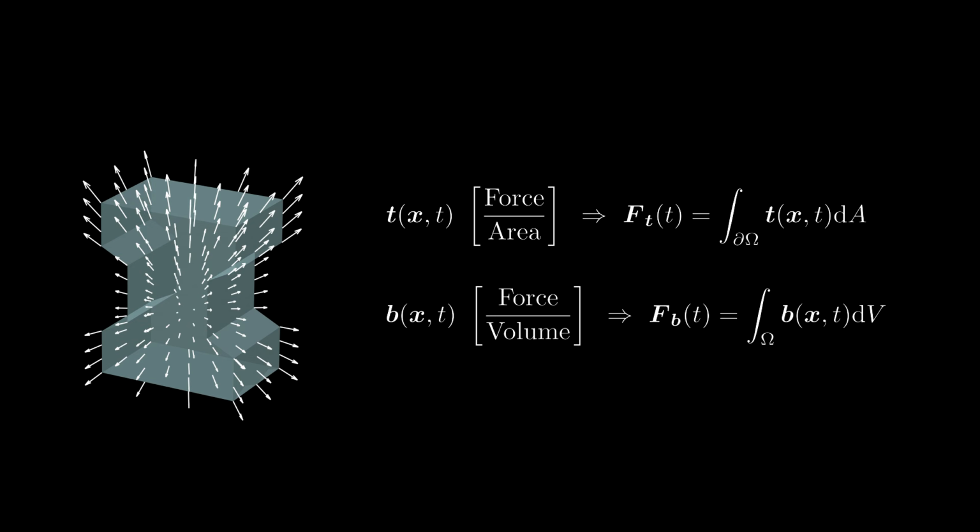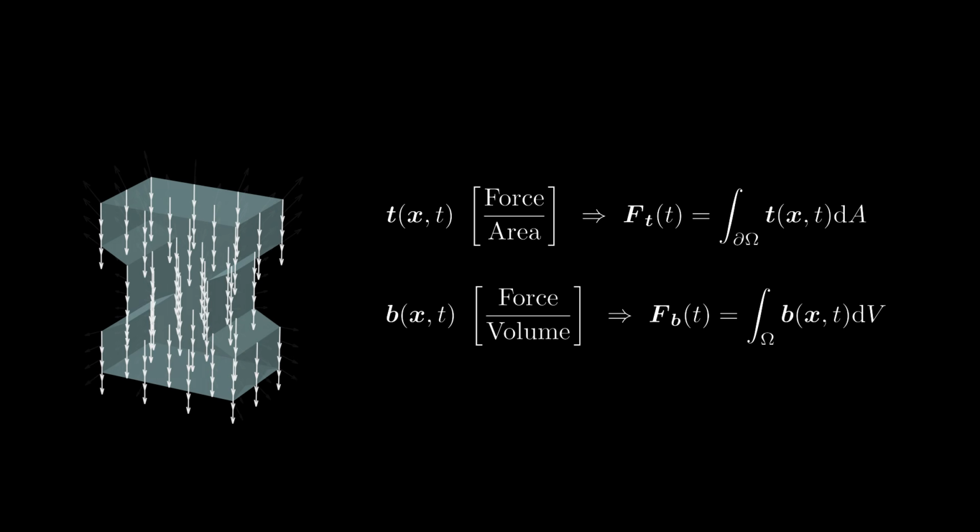In the volume integral, the space occupied by the object is denoted by omega, and dV represents an infinitesimal volume element. Volume integrals are sometimes written with three integral signs, but we will just use one here. The most common example for a body force is the gravitational force. It is equal to the mass density of the object times the gravitational acceleration. But there are also other examples for body forces.